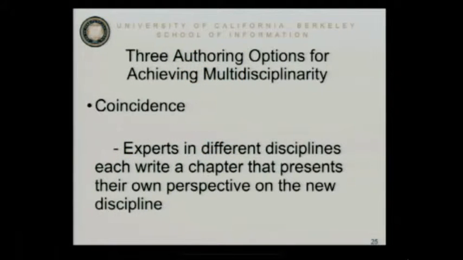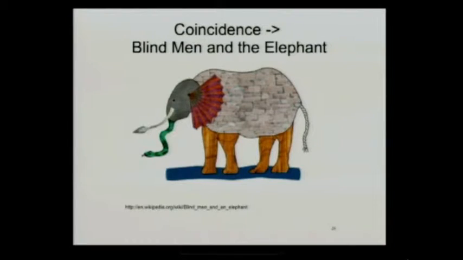There's not really any clear focus of what it's about, but they're all roughly in some field, sort of. And you basically get a blind man and the elephant book that doesn't have a clear vision about what this field really is. There's no consensus about what it really is about, but people wrote chapters about something that was in that area.